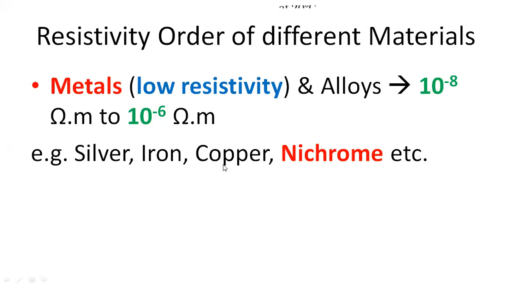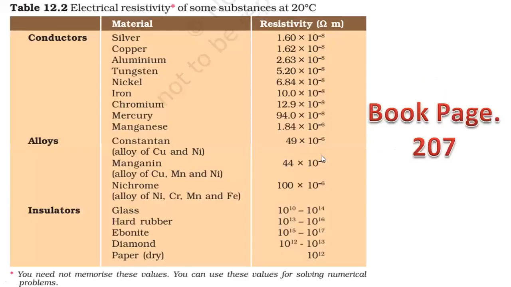Silver, iron, copper are the examples. And nichrome. Focus on this word, nichrome. Nichrome is an alloy. We have already seen this word in Ohm's law. We had used a nichrome wire for testing purposes. Why had we used it? Because if we had used metal, metal would have low resistance, and we would not have been able to calculate it. So we took nichrome because nichrome has higher resistance as compared to metals. That is one of the reasons why for Ohm's law we had taken nichrome wire.